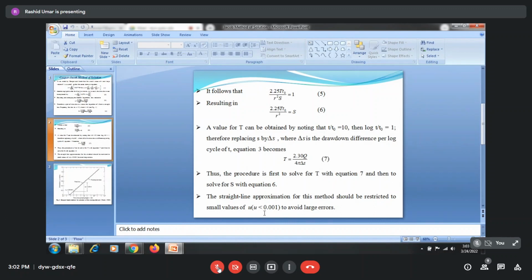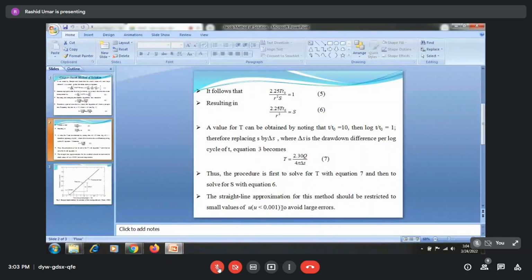And when these large errors come, it is if your observation wells are distant apart, but normally we don't do that. So it is valid for most pumping tests. Whether it is an unconfined aquifer, a confined aquifer, or a semi-confined aquifer, this method, Jacob's modification, is valid for every one of these three types of tests.